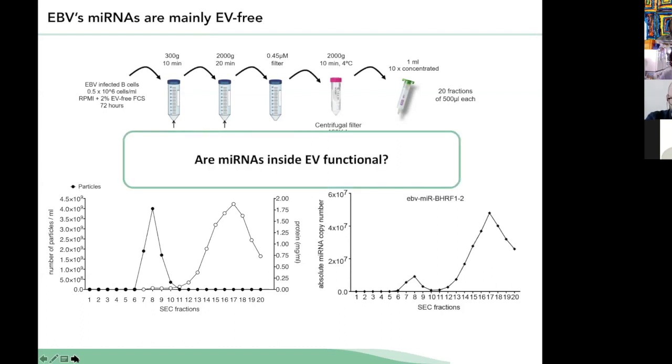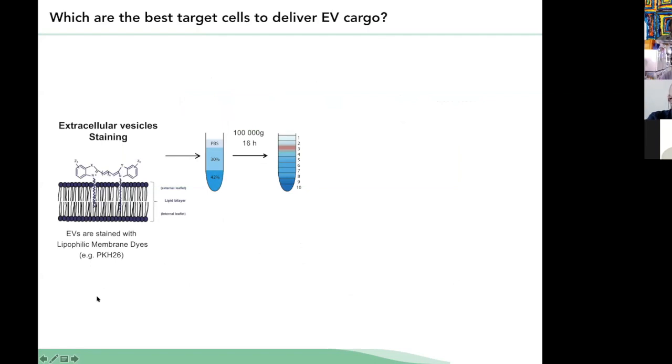So the question is, are they actually functional? To do this, first of all, we have to check which are the best target cells for these kinds of experiments. And to do this, we use a dye called PKH26, but we are also using different ones, that just bind to the lipidic membrane of the EVs. To stain them, we use the mini UC pellet. After staining, to wash away the free dye, we again use an OptiPrep gradient. And as I mentioned, if you load them on the bottom, you expect them to float on the top.